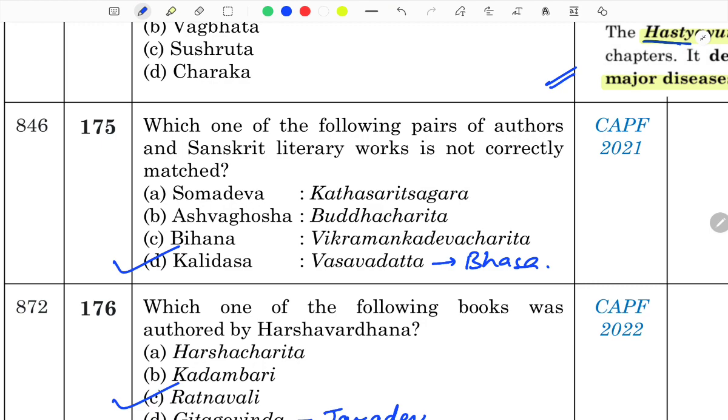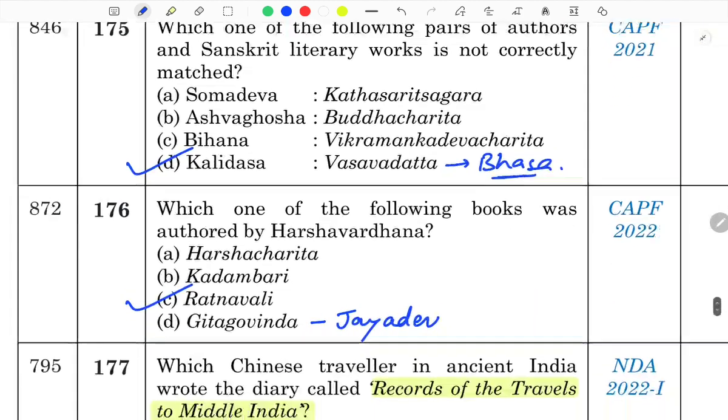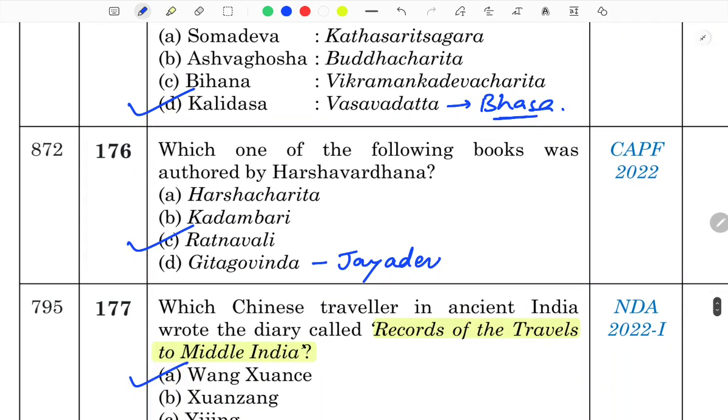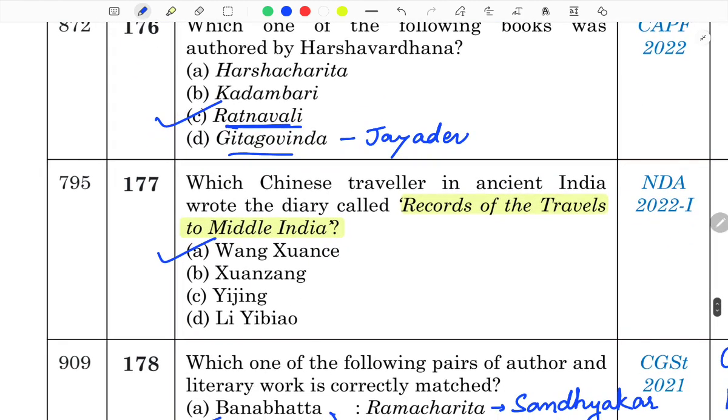Which one of the following pairs of authors and Sanskrit literary works is not correctly matched? Of course, Kalidasa, Vasav Datta is written by Bhasha. Somadeva, yes, Katha Sarit Sagar, Ashwaghosha Buddhacharita, Bilhana, Vikramankadev Charita. Which one of the following books was authored by Harshvardhana, Ratnavali? Okay, Geet Govind by Jaydev, Harsharita and Kadambari, you do it.